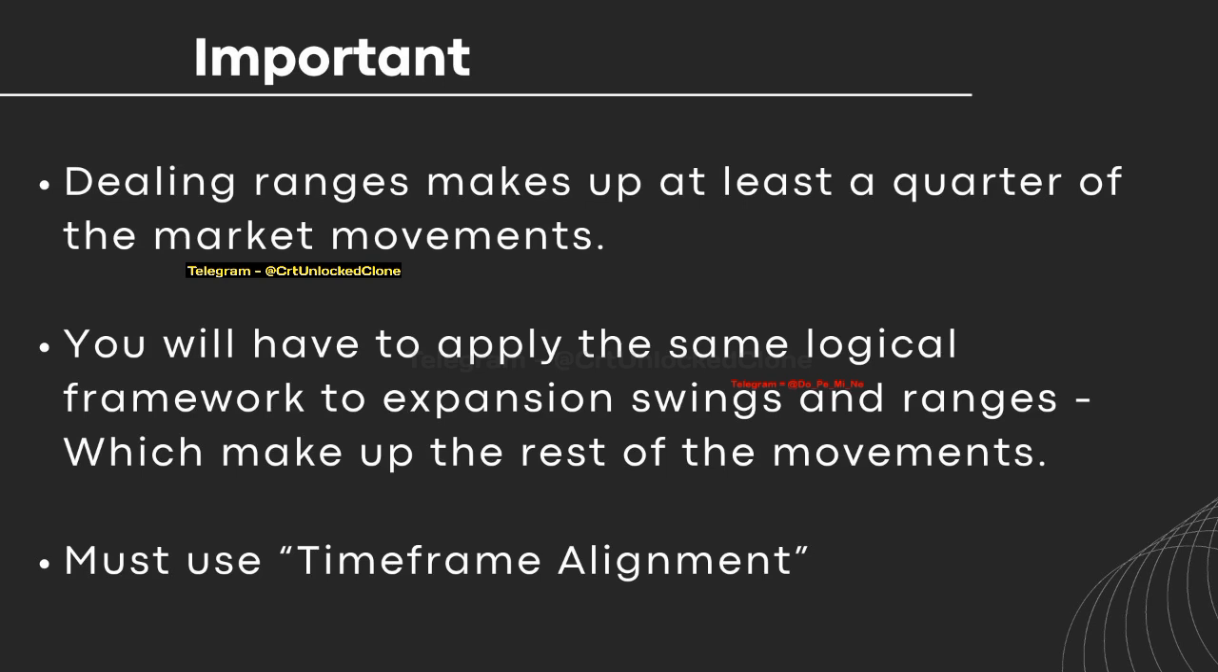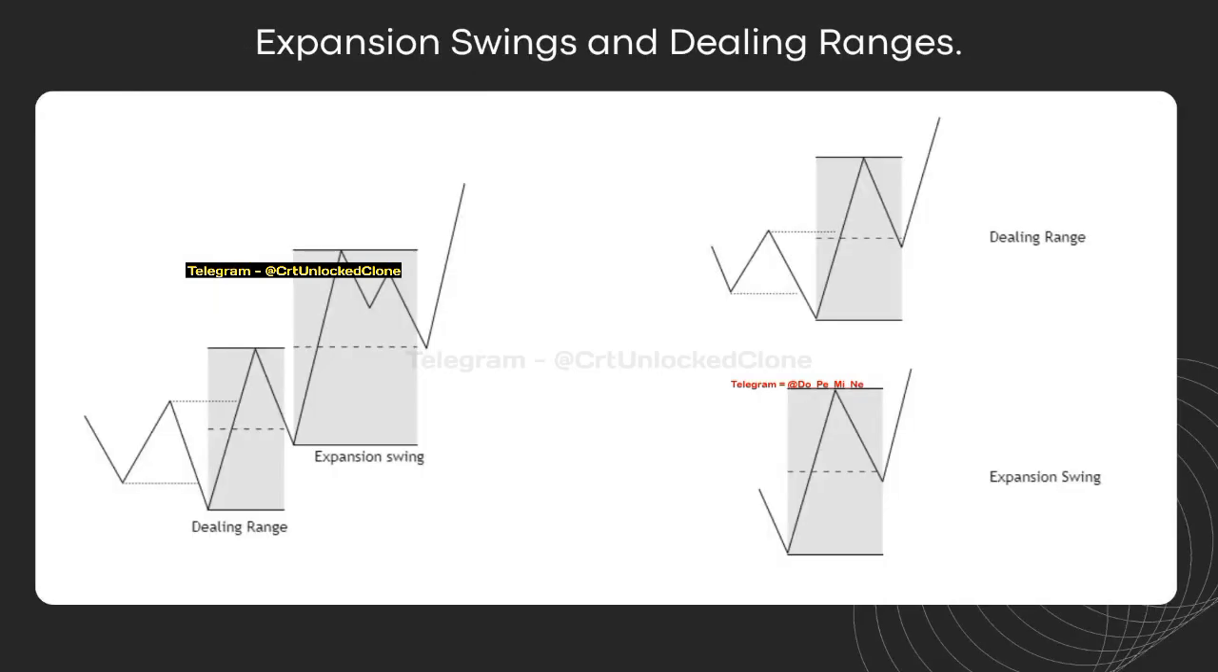Now let's move on to another slide. Here we've got dealing ranges and expansion swings. The difference between the two is pretty clear. A dealing range takes out both sell side liquidity and buy side liquidity in the form of range high and range low, and then it forms this swing right here, and when this swing is divided into two halves, it gives us a dealing range.